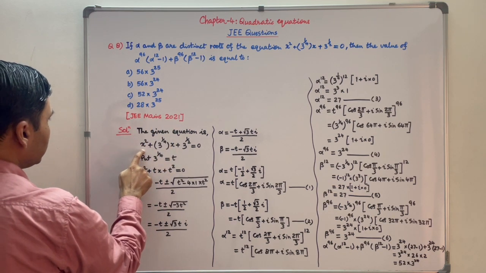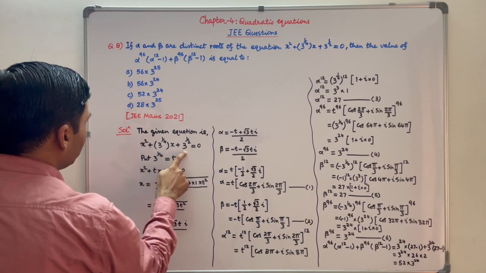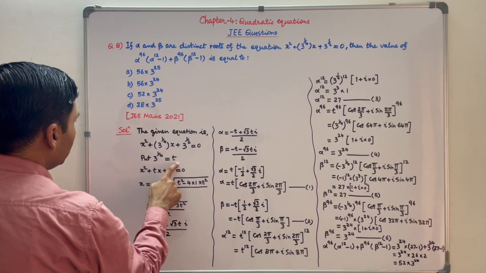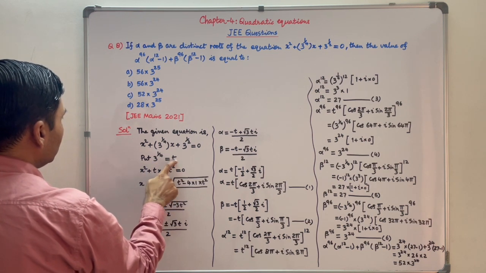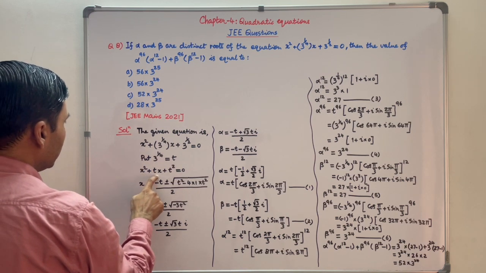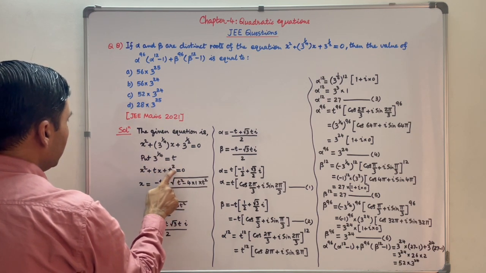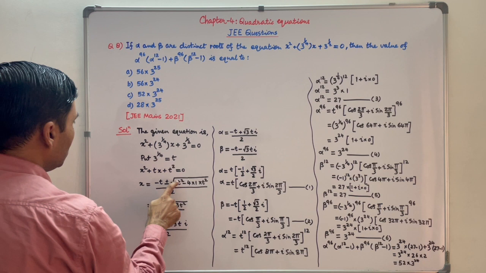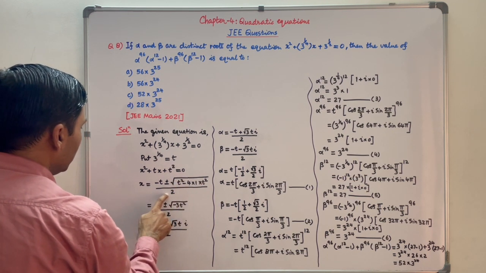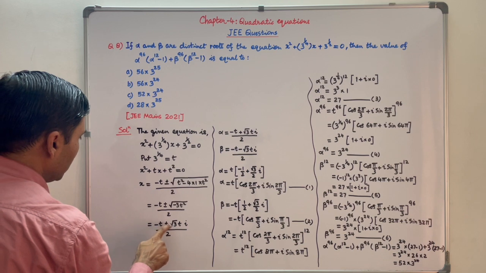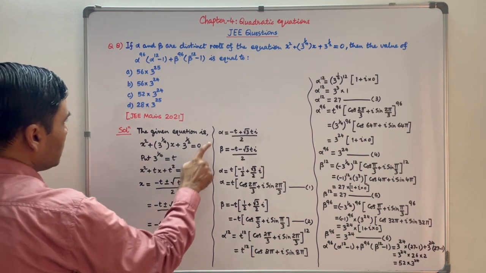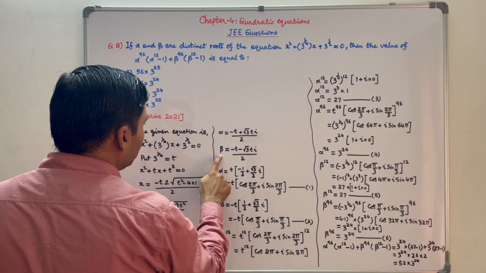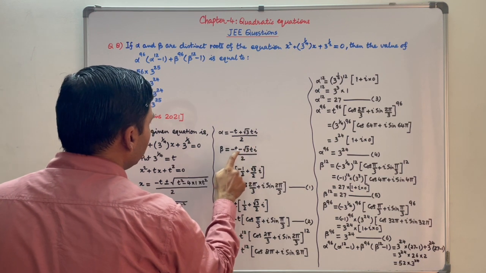The given equation is x square plus 3 to power 1 by 4 x plus 3 to power 1 by 2 is equal to 0. Put 3 to power 1 by 4 is equal to t, so that calculation will be easier. So the given equation will be x square plus tx plus t square is equal to 0. Its roots alpha and beta can be calculated by the formula minus b plus minus under root b square minus 4ac upon 2a. So the roots will be minus t plus minus root 3 t i by 2. Suppose alpha is equal to minus t plus root 3 t i by 2, so beta will be equal to minus t minus root 3 t i by 2.